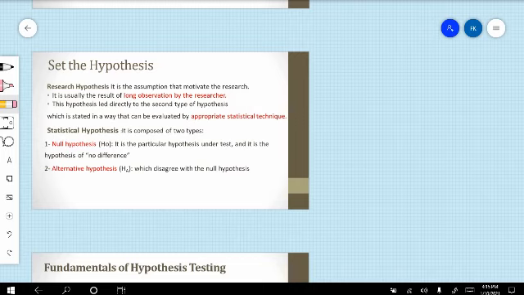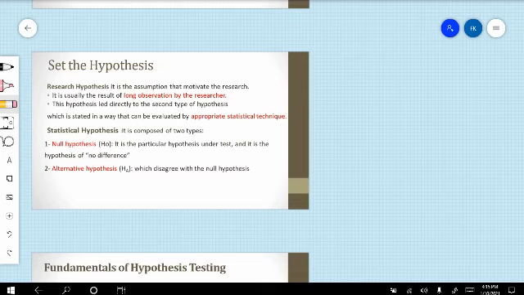This hypothesis led directly to the second type of hypothesis, which is statistical hypothesis. Statistical hypothesis is stated in a way that can be evaluated by appropriate statistical technique. So statistical hypothesis will be of two types: null hypothesis and alternative hypothesis. Null hypothesis, we denote it by H0, and alternative hypothesis H sub A.